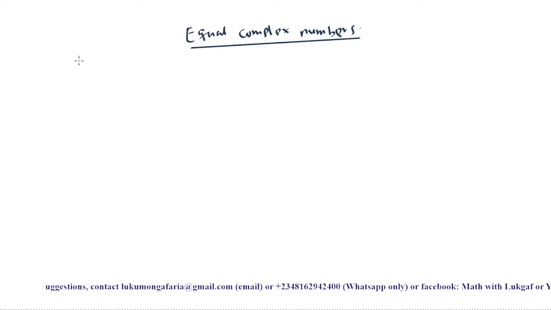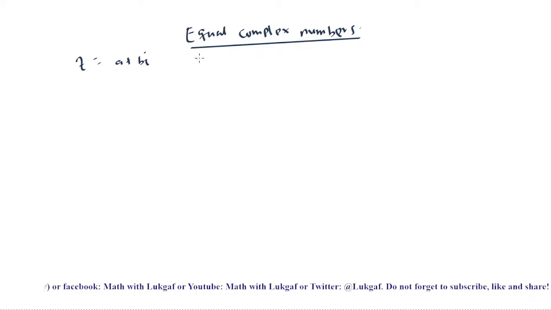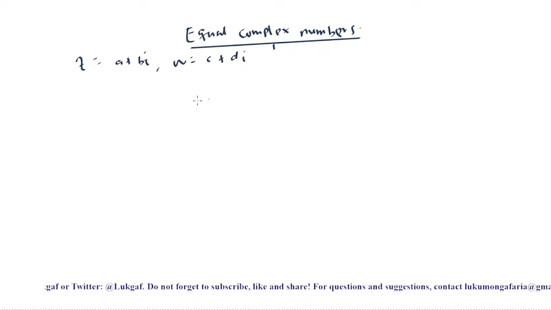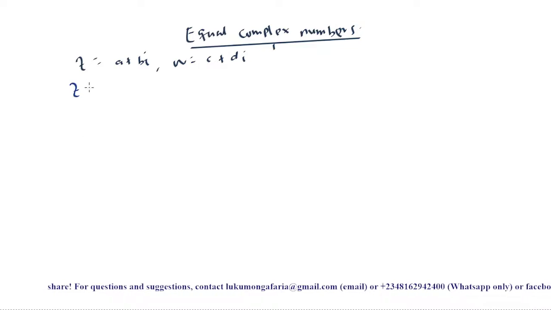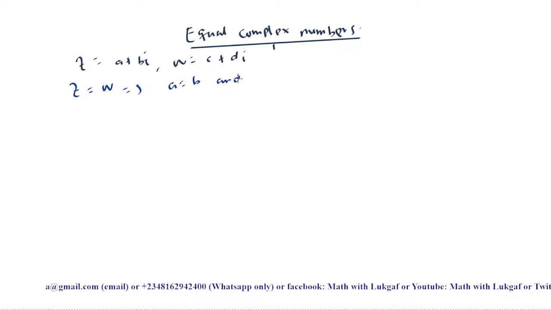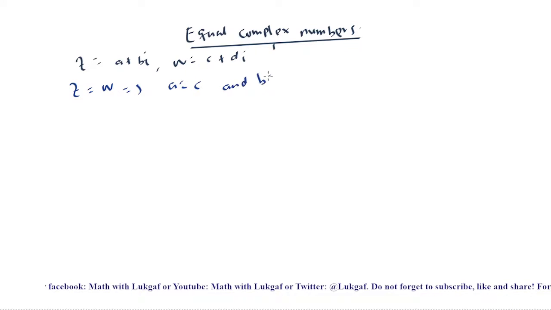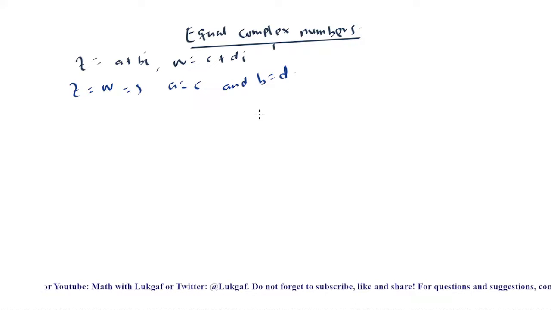Two complex numbers, let's say Z and W, maybe my Z is equal to a plus bi, and W is equal to c plus di. So these two complex numbers are said to be equal, that is Z equals W, if a is equal to c and b is equal to d. So we say two complex numbers are equal if the two real parts are equal and the two imaginary parts are equal.